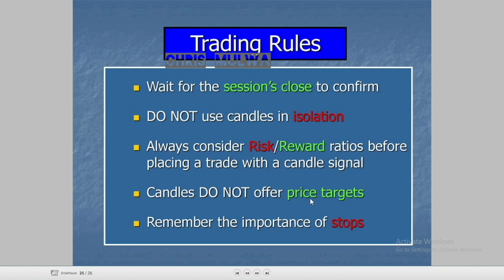Candles do not offer price targets. You see? So check the movement, check the waves, not the candle. Remember importance of stops. Stop your trade. If you fail to use the stops, my friend, the trade can run against you for 2 years. The trade goes upward forever. The trade goes downwards forever. Until you see it going up.